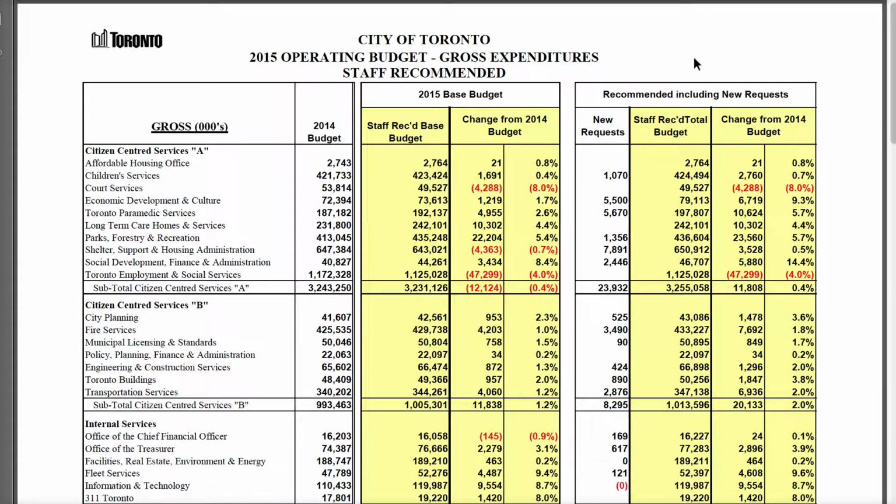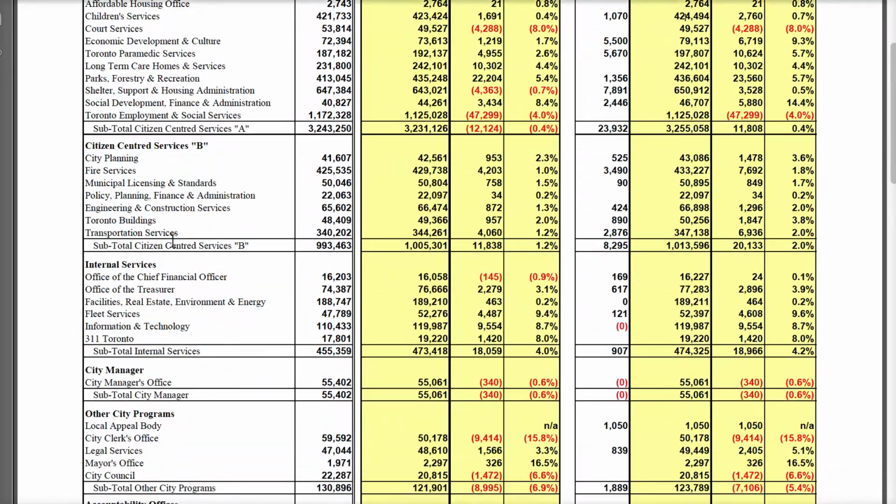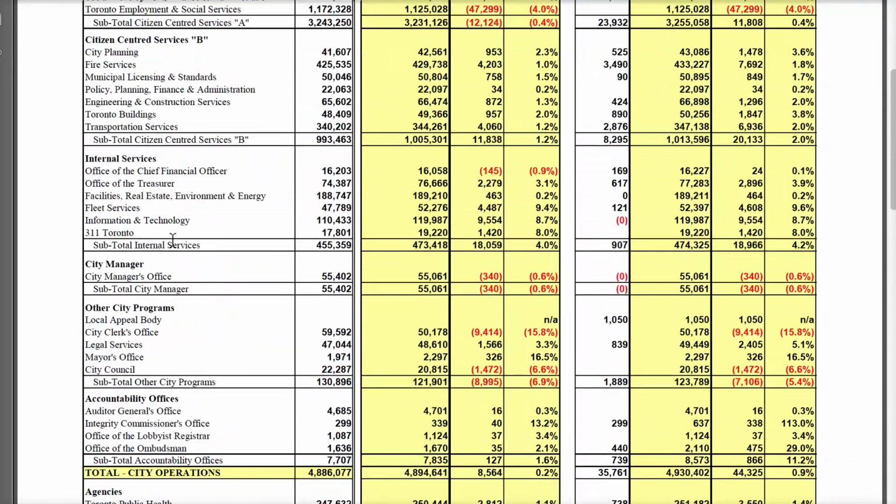So here's an example from 2015, and you'll see that the columns make basic sense. There's the staff recommended operating budget for 2015 in that particular column, and you can see the categories and line items at the left there. So, affordable housing, office, children's services, court services, and so on. If you read down the list, they make fairly good sense.